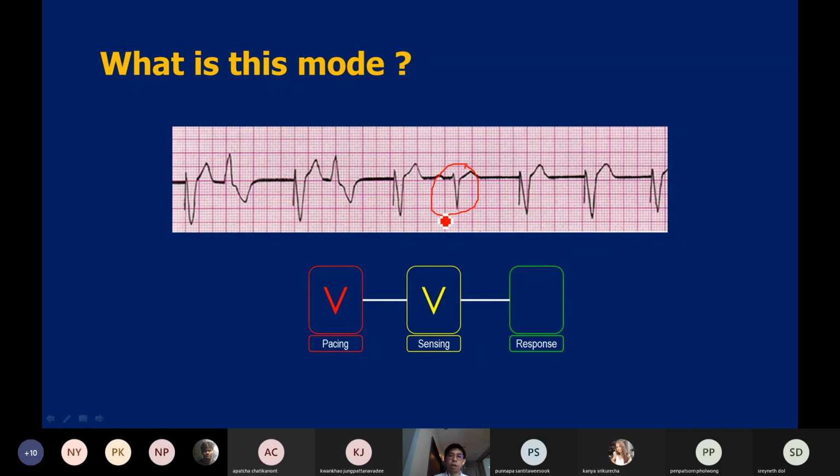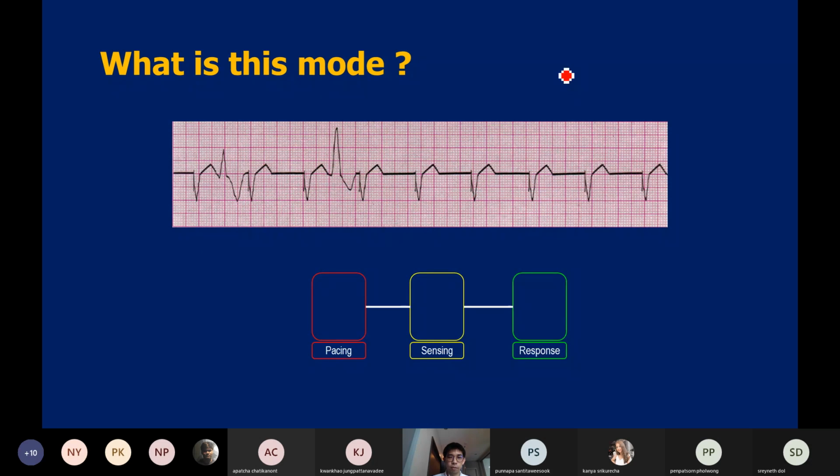And what is the response? After it sees this V, it does not pace. What is the response? Okay, you get it right. It is VVI because it sees this and it inhibits itself.